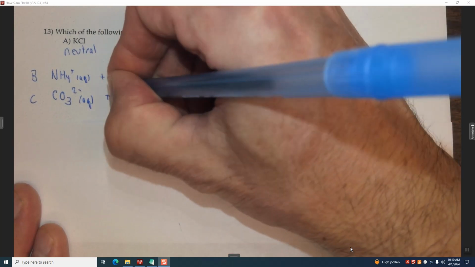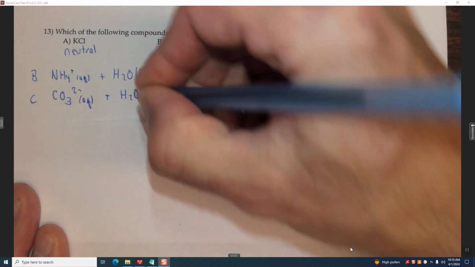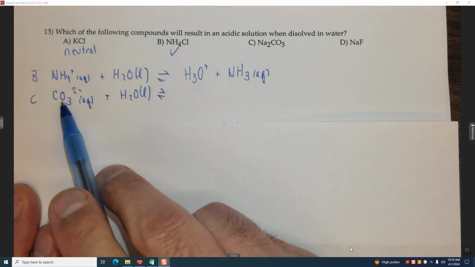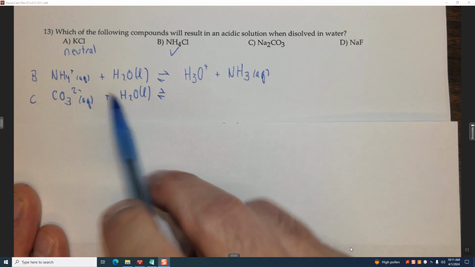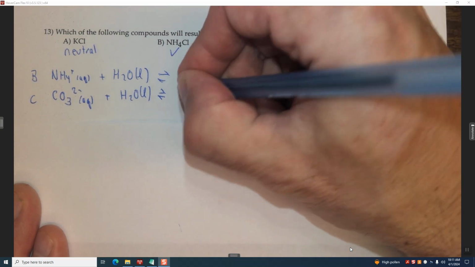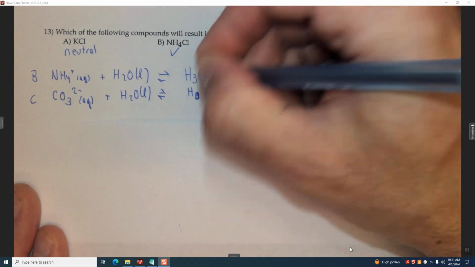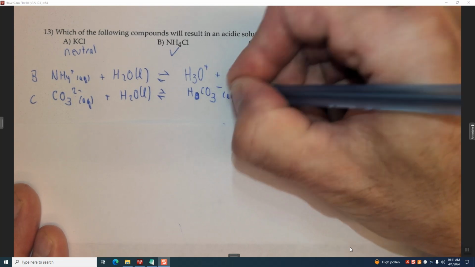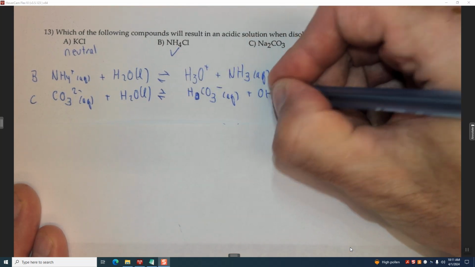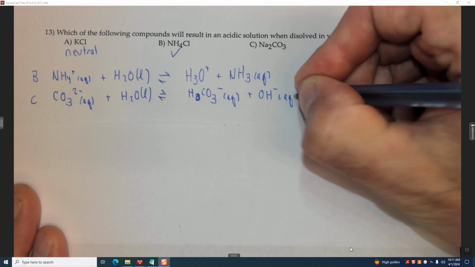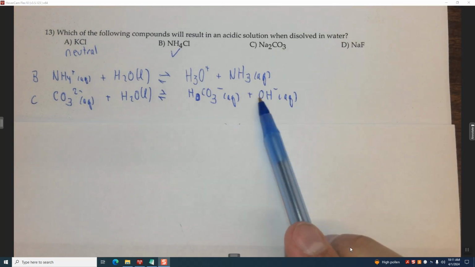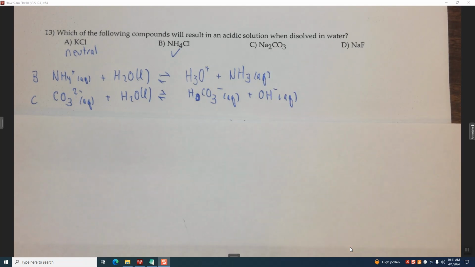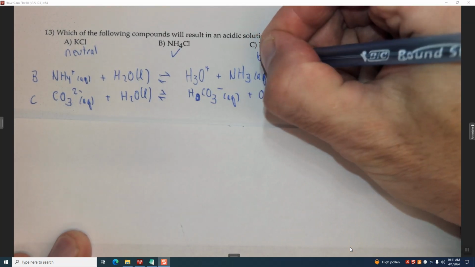If we add this to H2O liquid, it's not going to give a proton. Clearly it doesn't have a proton to give, but it's going to accept a proton, and what you're going to end up with is HCO3 minus aqueous plus OH minus aqueous. What's going to happen? You're going to increase the concentration of OH minus in solution. This one is actually going to be a base.